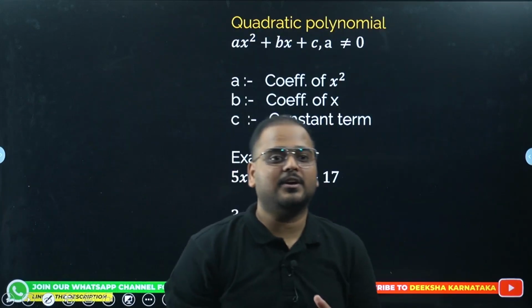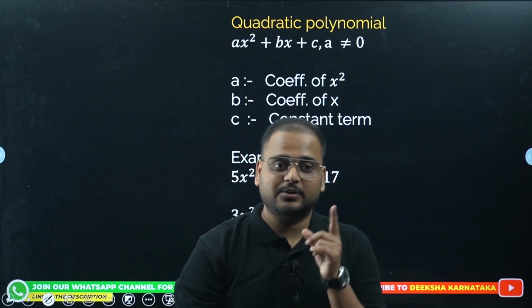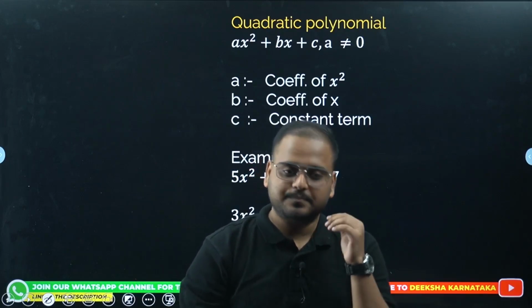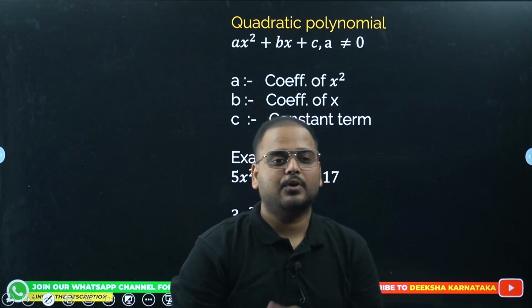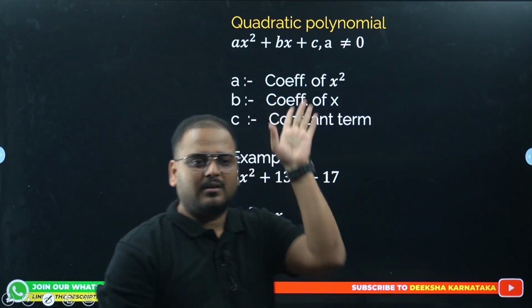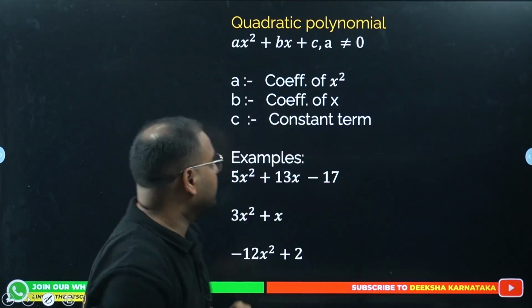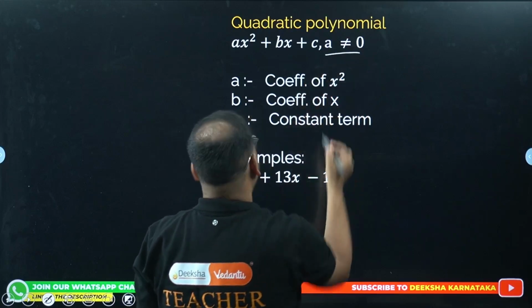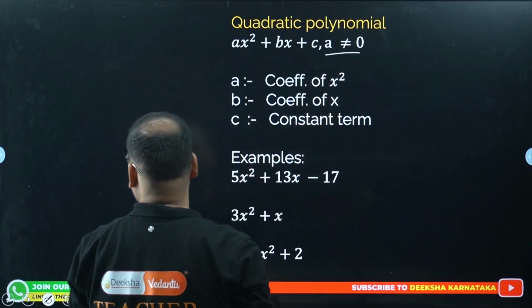Now in detail we'll learn quadratic polynomial. This is one of the most important topics in this chapter. For a quadratic polynomial, we have learnt the degree is 2. One more thing: why have they written this here? Why a not equal to 0?